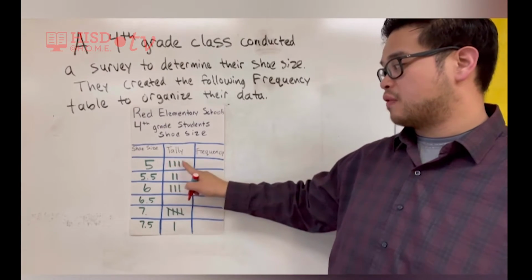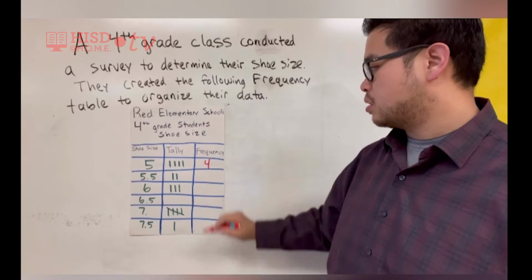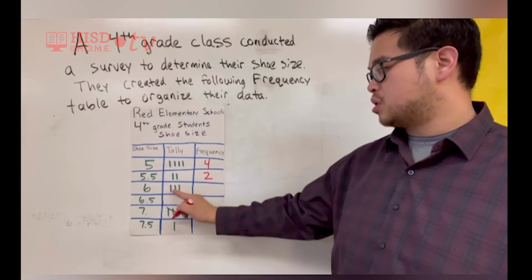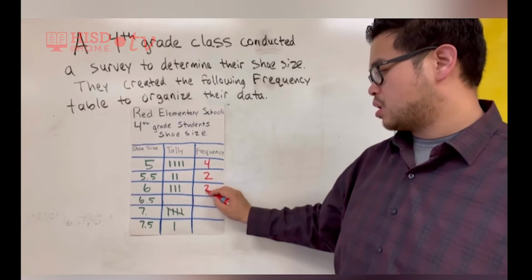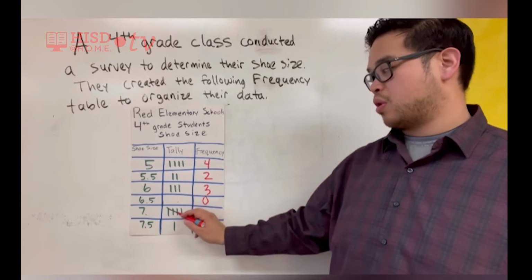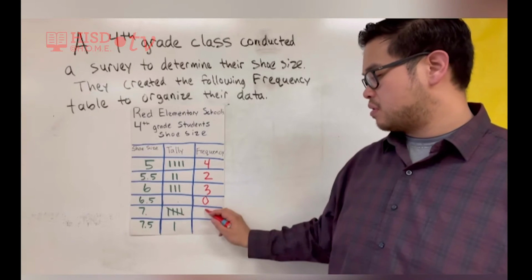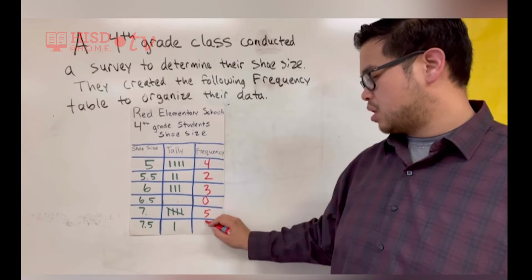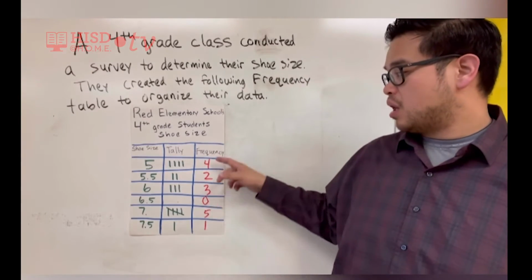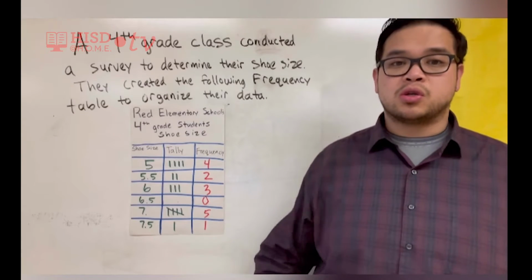1, 2, 3, 4. 1, 2. 1, 2, 3. 0. 1, 2, 3, 4, 5. And then 1. So now that we have our frequency, it will be easier for us to do the problem that we need to do for this graph, or for this chart.